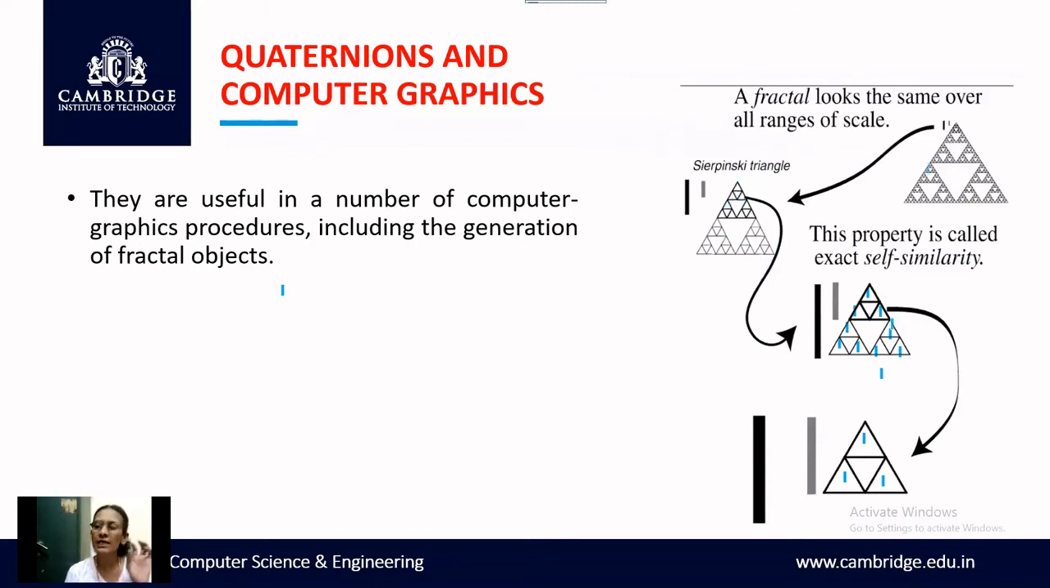That is a simple design being repeated, and you get a beautiful picture at the end. This is the basis of fractal geometry, that is, you have the property of self-symmetry in that. In producing such figures, quaternions are very useful.